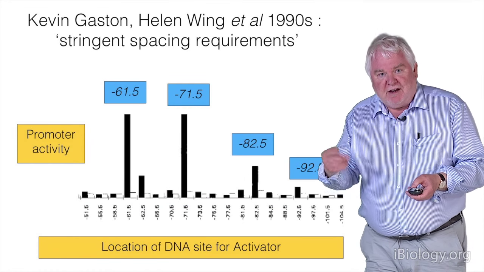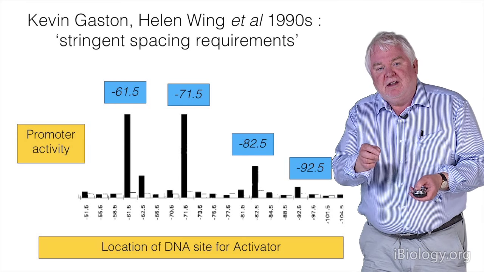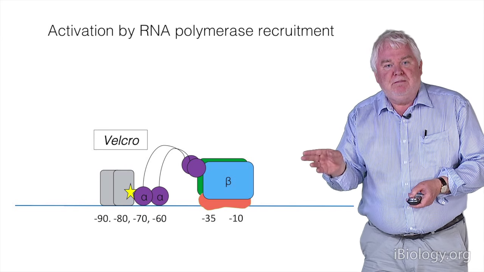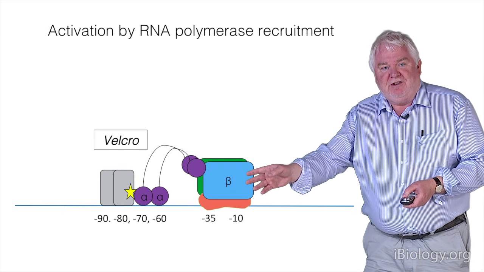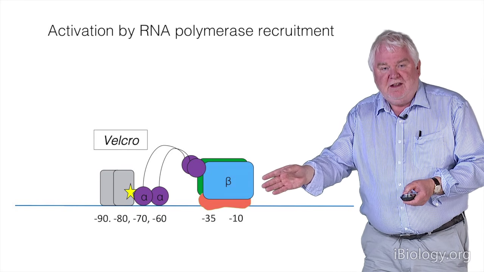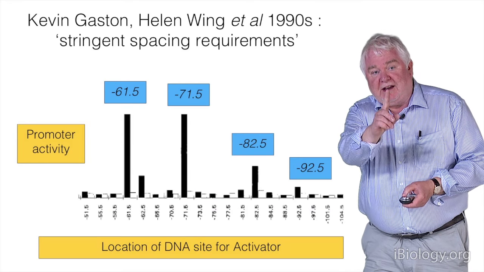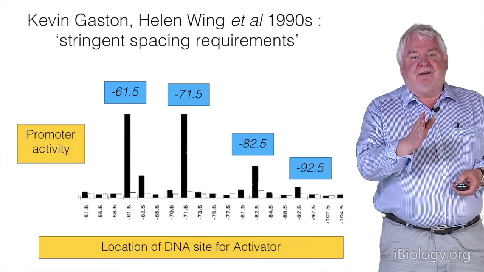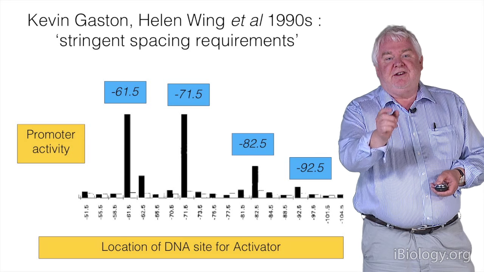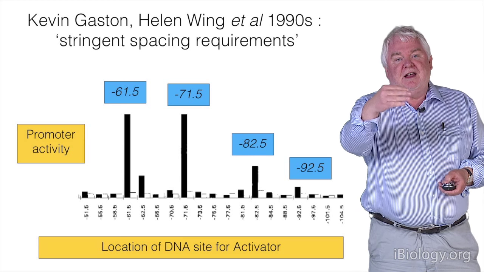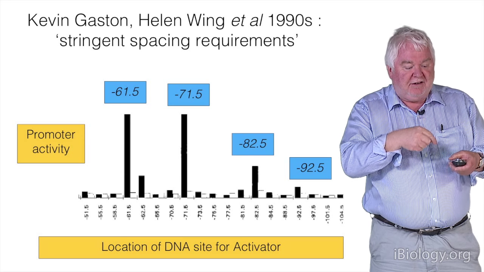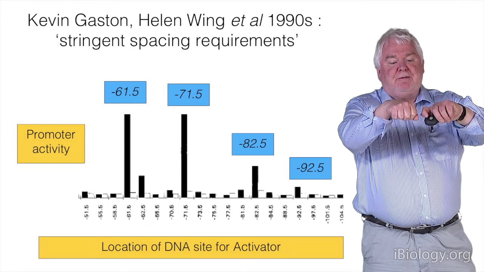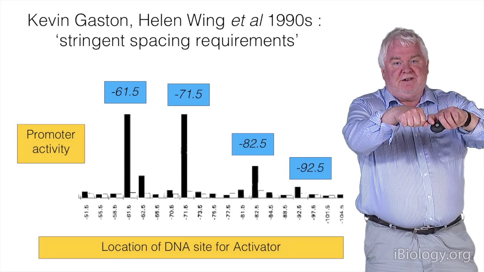This is some data, very old data from my lab, in which we took a promoter that was being activated by a single activator. And basically what we did was we moved the gray boxes, the activator, to different locations. So these locations are shown on the x-axis. The y-axis shows the activity of the promoter. And what you see very, very clearly is that there are some locations where it works, some where it doesn't, and the distance between the locations where it works correspond to the turn of the helix. So the idea is that in order for activation to take place, the activator and the polymerase have to be lined up on the same face of the helix.